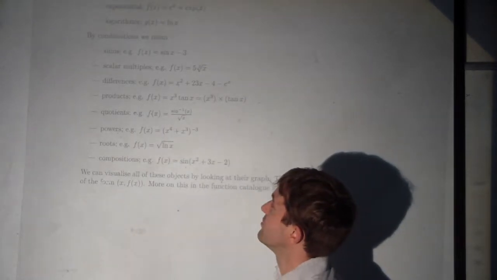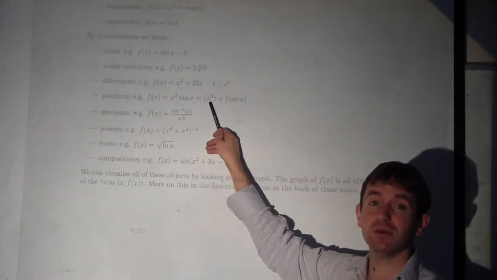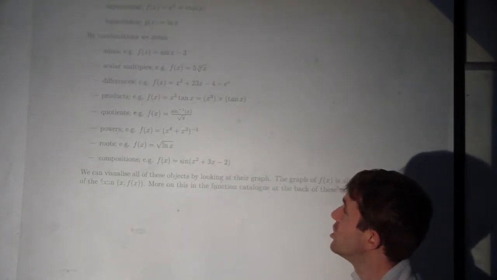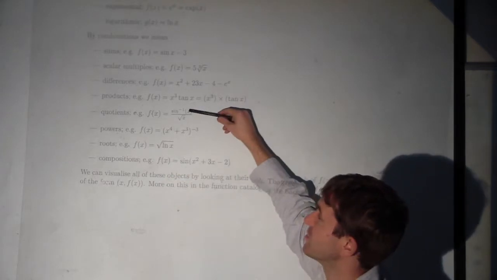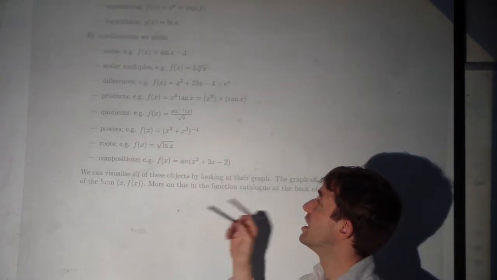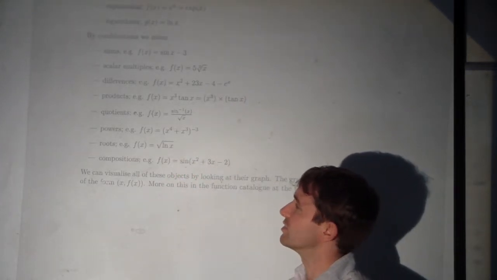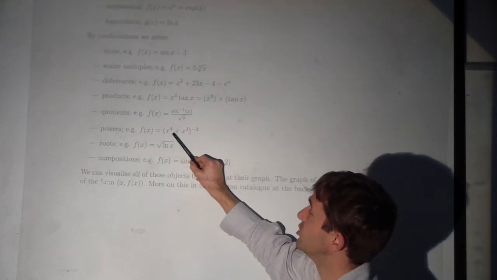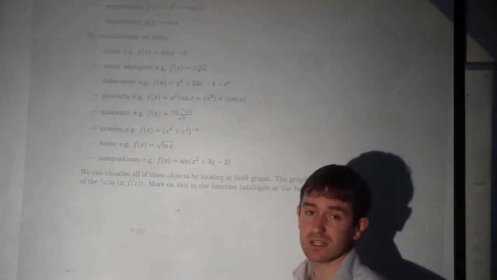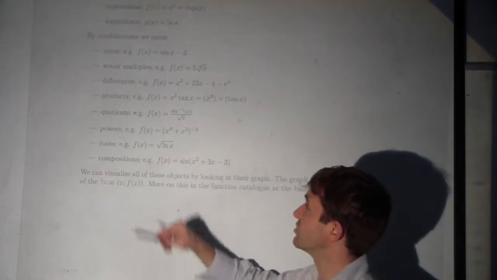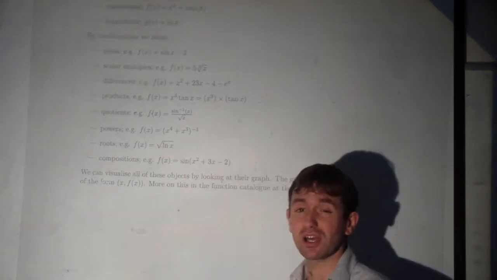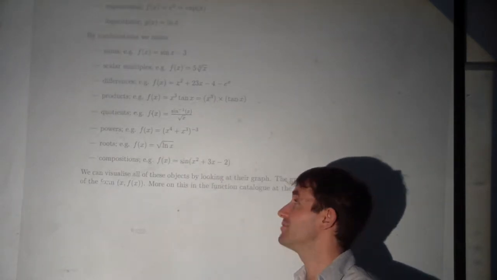Products. So you take two functions, say the polynomial x cubed multiplied by tan of x, that's a new function. Quotients, for example, the inverse sine of x divided by root x. Powers, now this is taking a function and then taking a power of it. For example, the polynomial x to the 4 plus x cubed, to the power minus 3. Roots, which would probably also come with the powers. For example, take the function log of x and combine it with the square root or the x to the half function like this. And compositions.